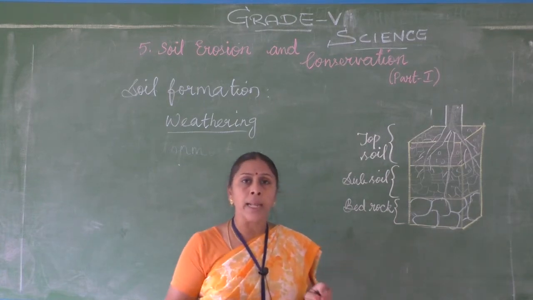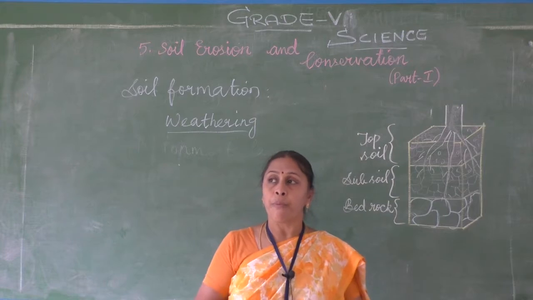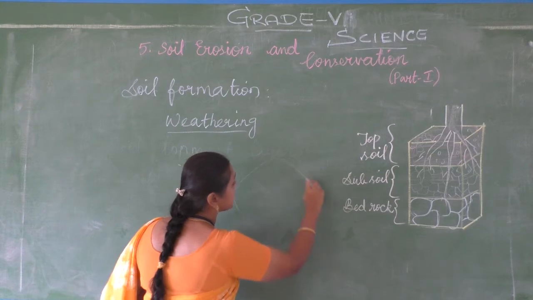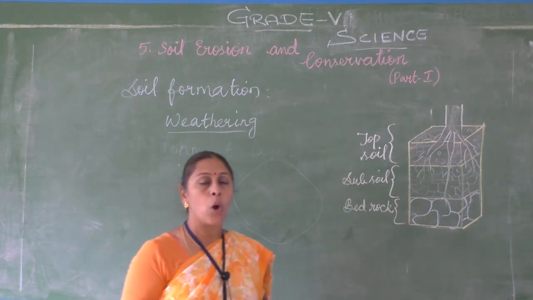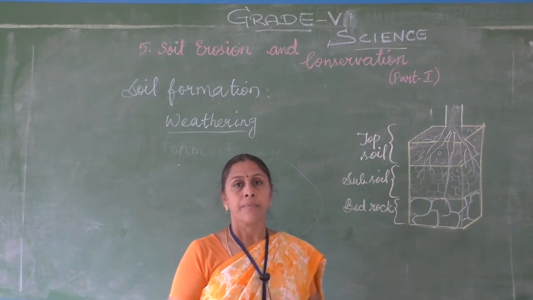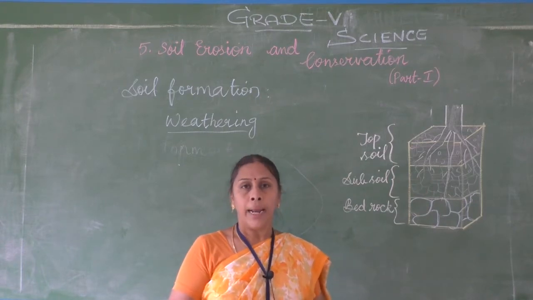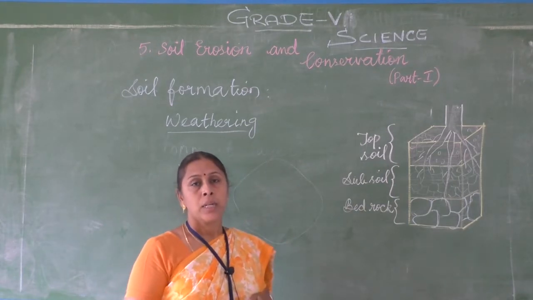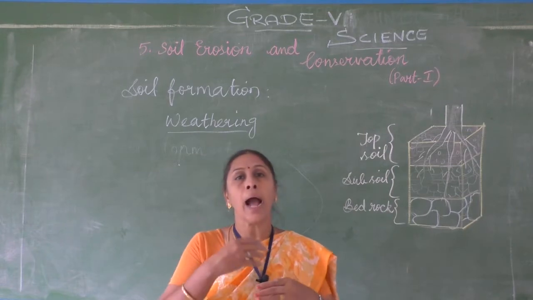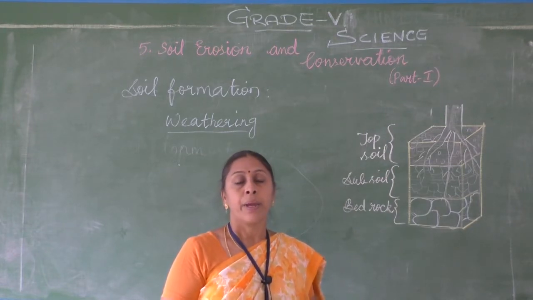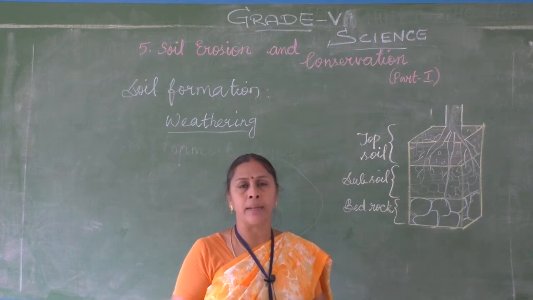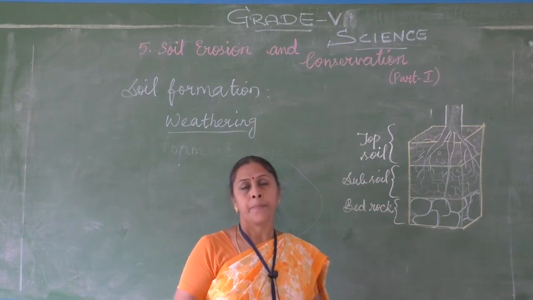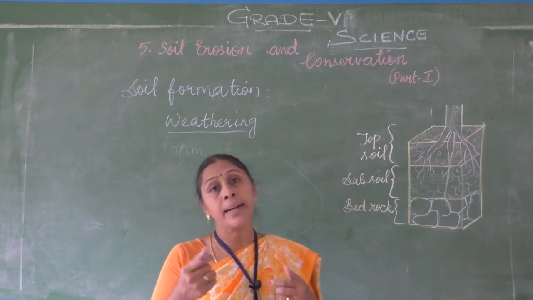This soil is formed from rocks. You know that rocks are big pieces, not so small. That is called a rock. And these rocks, for very long years, undergo repeated cooling and heating. Are we cooling and heating the rock? No, naturally, by sunlight and rain.